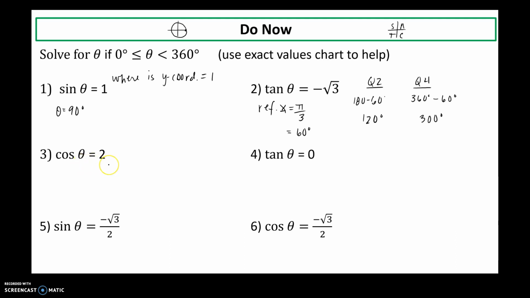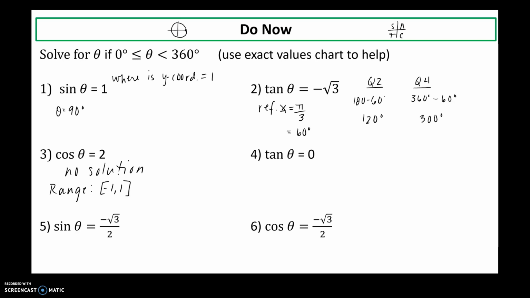All right, what angle measure has a cosine value of 2? There's no solution to this. Okay, the range of the sine and cosine functions are -1 to +1. So no output is going to be bigger than 1 or smaller than -1.